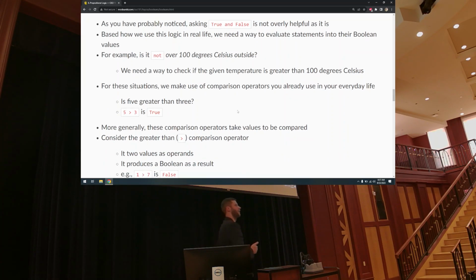If I ask you, is 5 greater than 3, what do you say? Come on, wake up. I know it's 8:30 in the morning, but what a better way to start the day than programming, right? Is 5 greater than 3? Of course, there you go, wonderful.